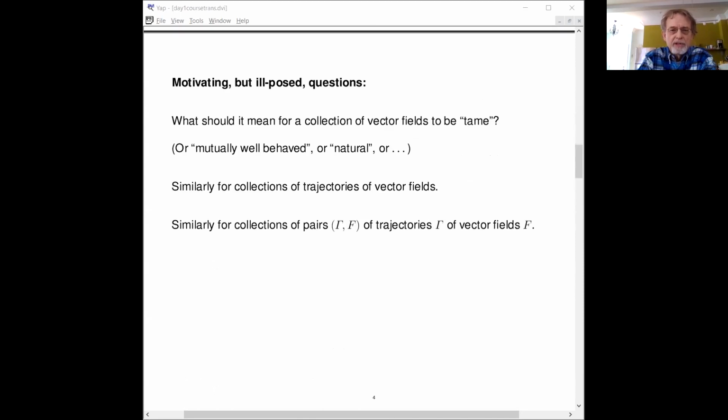So I'll recall these motivating but ill-posed questions. What should it mean for a collection of vector fields to be tame, or mutually well-behaved, or natural, or whatever other kinds of things you want to throw out? Similarly, for collections of trajectories of vector fields, and similarly for collections of pairs of trajectories gamma of vector fields F. These are the objects that get studied in, well, at least what's called differential geometric control theory.